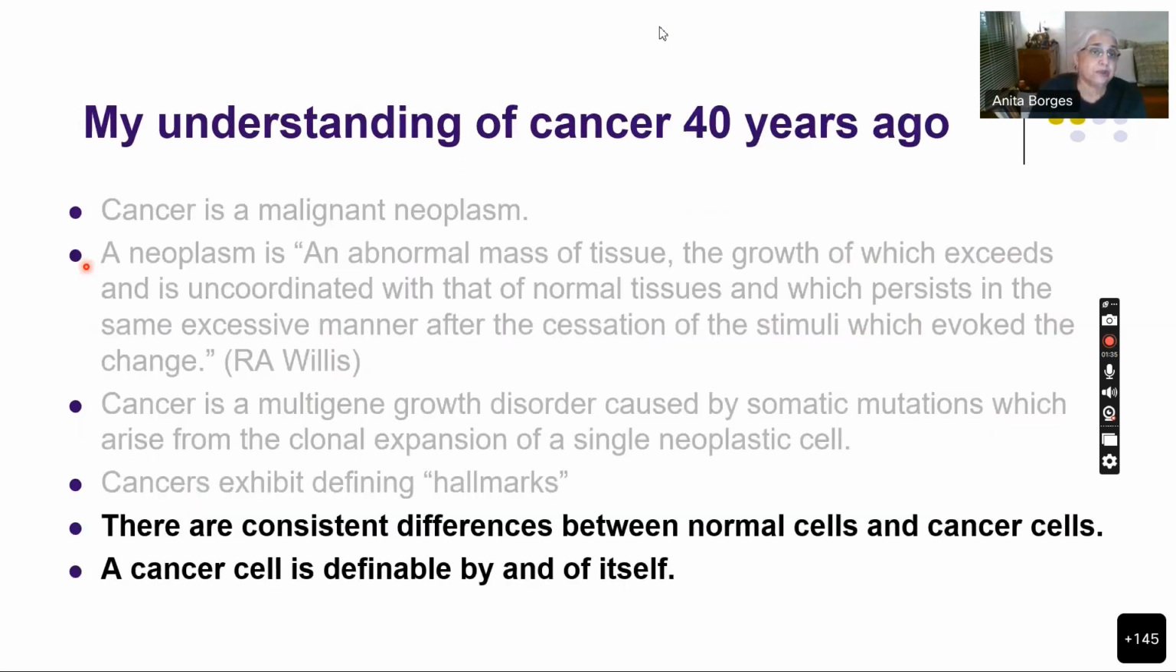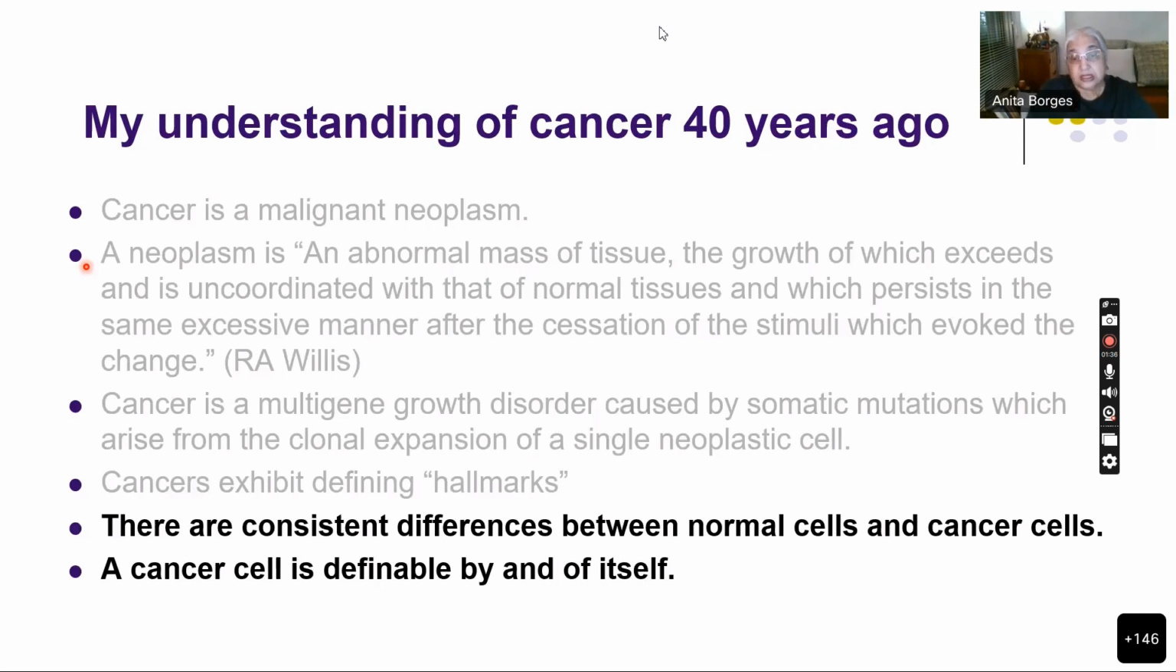All right, so now that I've dealt with that, there is this other problem. And that problem is we believe, and that's what we pathologists are supposed to, that's how we make our living, that there are consistent differences between normal cells and cancer cells. And we can see it. And that a cancer cell is definable by and of itself. And we now think that we can define a cancer cell by its molecular makeup. So let's test that hypothesis.